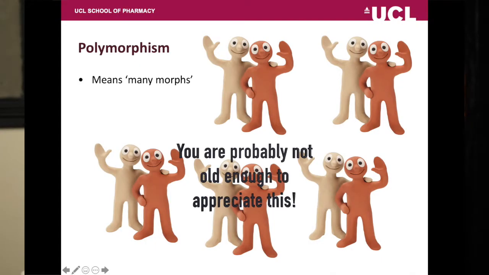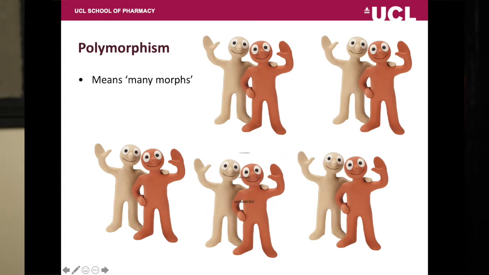Welcome back to part 3, polymorphism. What is polymorphism, I hear you ask? Like many words in the English language, polymorphism derives from Greek. Poly means many and morphs means forms. So in this case, polymorphism literally means many forms.